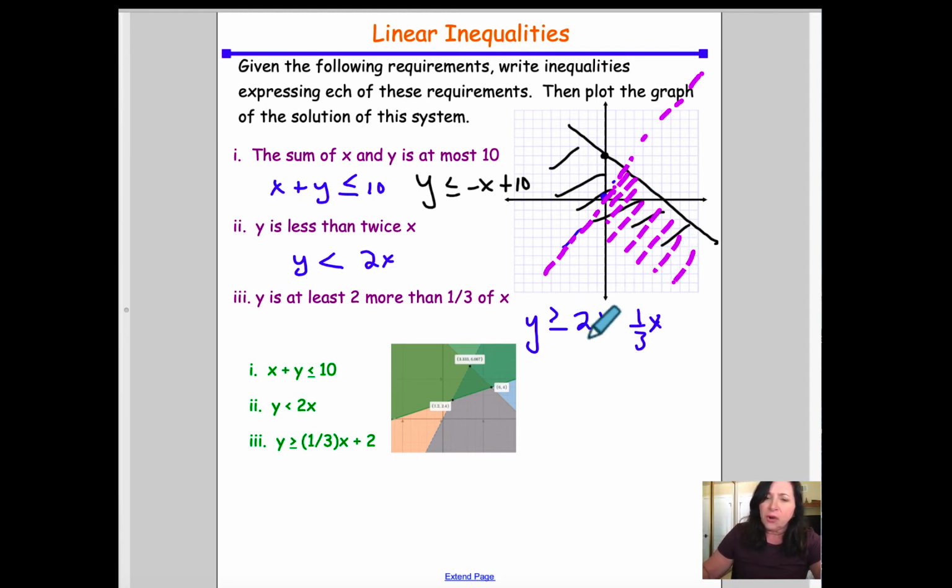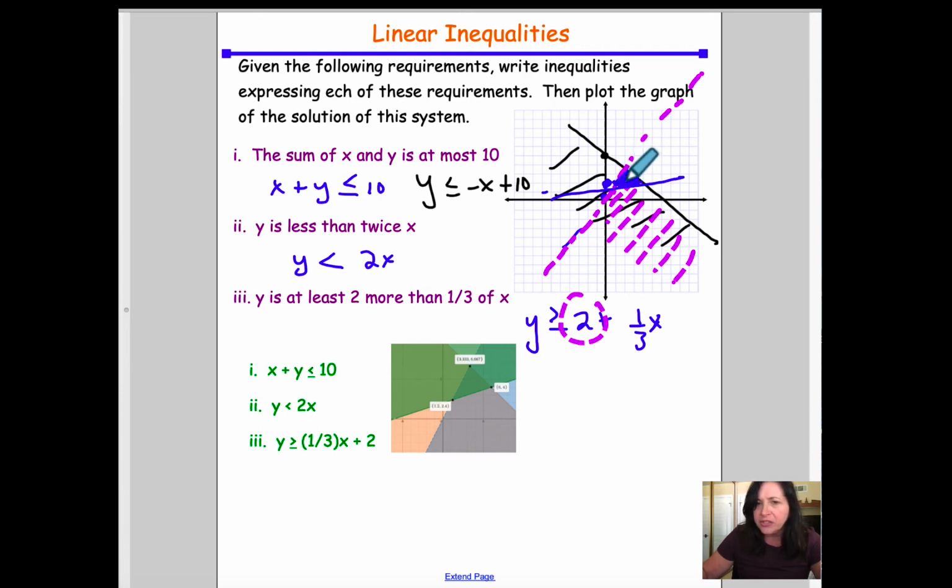This one, we start at 2. So we're going to start at 2, about there. And it goes up 1 over 3. So that's going to look like that. So basically, it's more wider like that. And it's greater than or equal to. So it looks like it's this shaded region here.